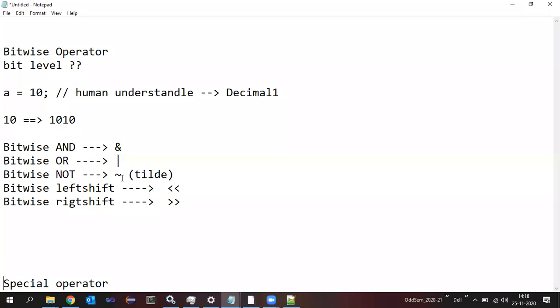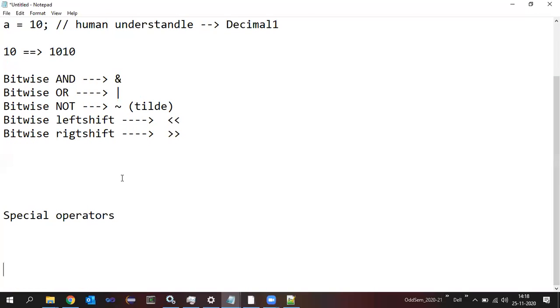Now then come the special operators. Why do we call them special operators? Because they are a bit different from the regular operations we have studied so far. Four special operators we will discuss here, very briefly. In detail, again, we will study in the upcoming sessions.